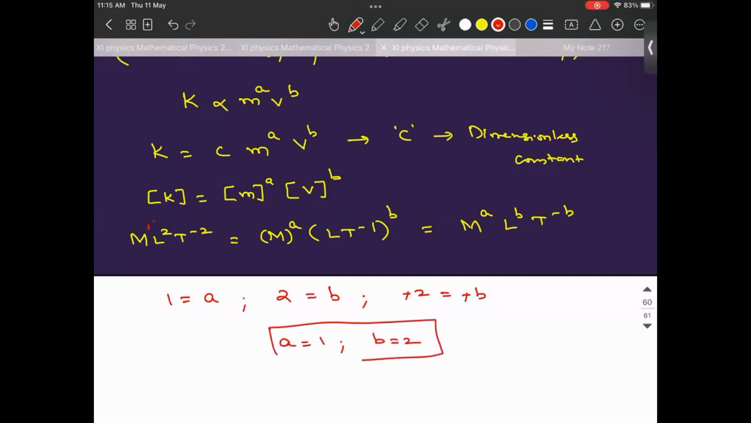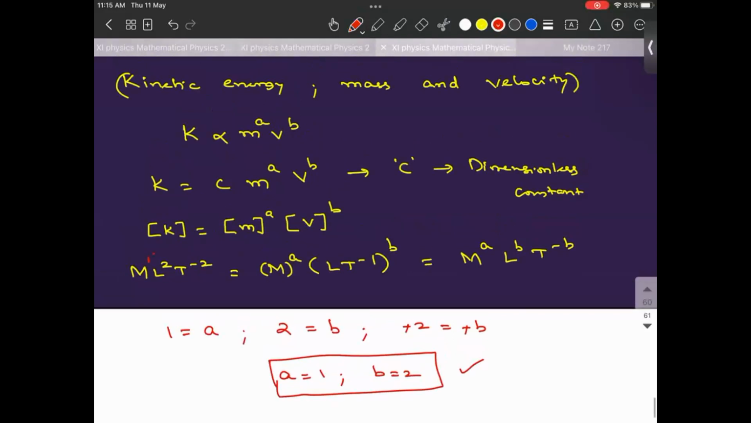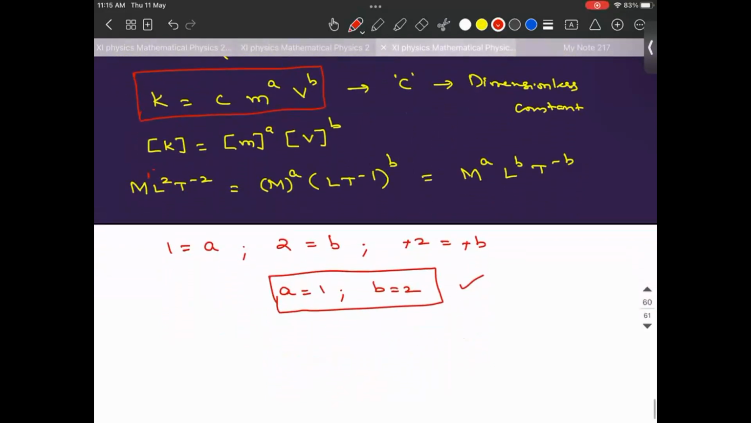So all that I need to do is take this and substitute it back in the first expression that we wrote. So what can we conclude, guys? We write K is equal to some constant times m raised to the power a is 1, and v raised to the power of 2. So what are you getting? C times mv^2. So kinetic energy is C times mv^2. That is the problem with dimensional analysis. It can tell us that it is some constant times mv^2, but it can't tell us what the constant is.